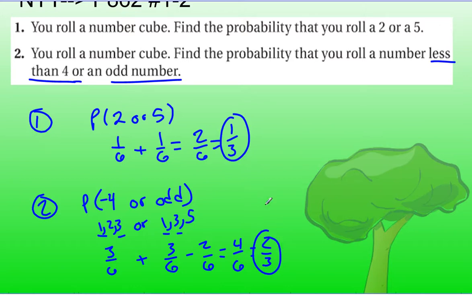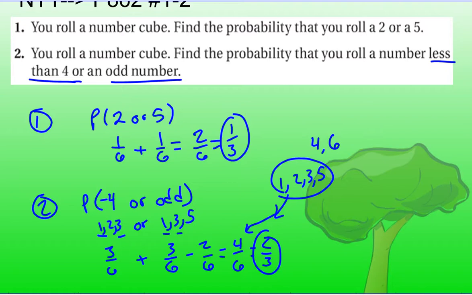Now let's double check, make sure. So what numbers are less than 4 or odd? Well, 1, 2, 3, 5. The numbers that don't count, 6 and 4. 6 and 4 are not less than 4, and they're not odd. So these are the numbers that work. That's the 4 from there. 4 out of 6. So a lot of the times you can even write it out like I did here and think about it logically. There's also the formula way.